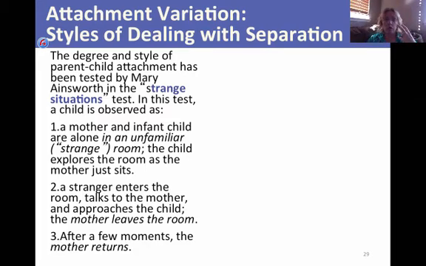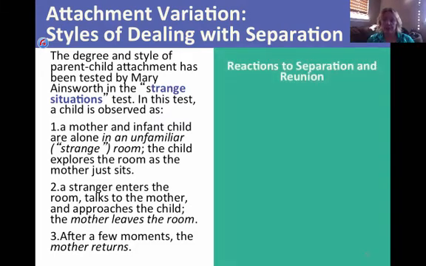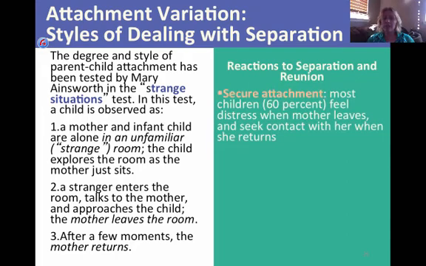The part of this that they were studying was what happened when the mother left and then when the mother returned. And what they found is that there are three major kinds of reactions. There's secure attachment, which is most children, upwards of 60%, who feel distressed when the mother leaves and then seek contact with her when she returns.